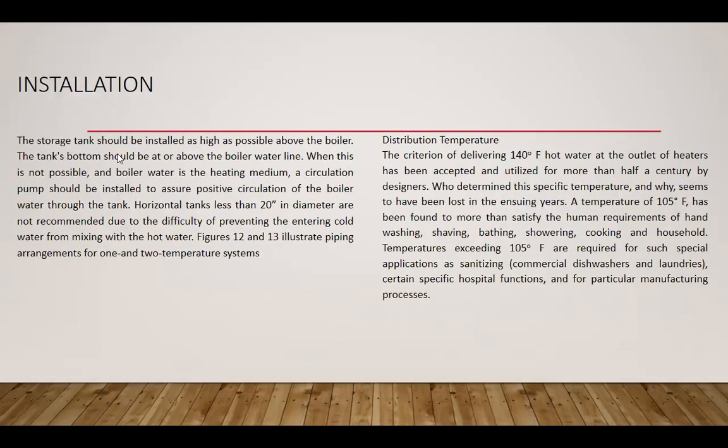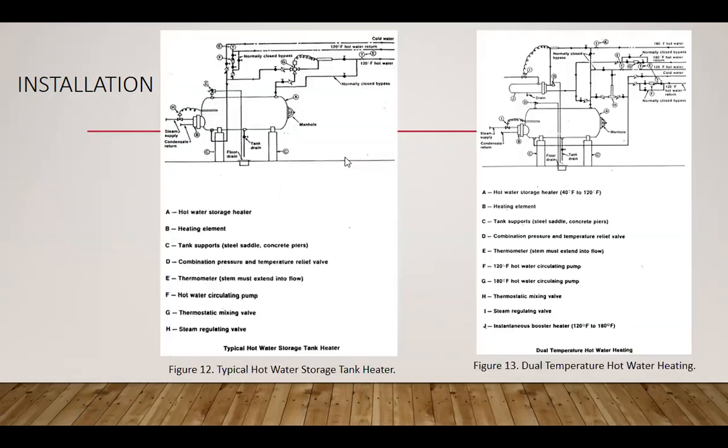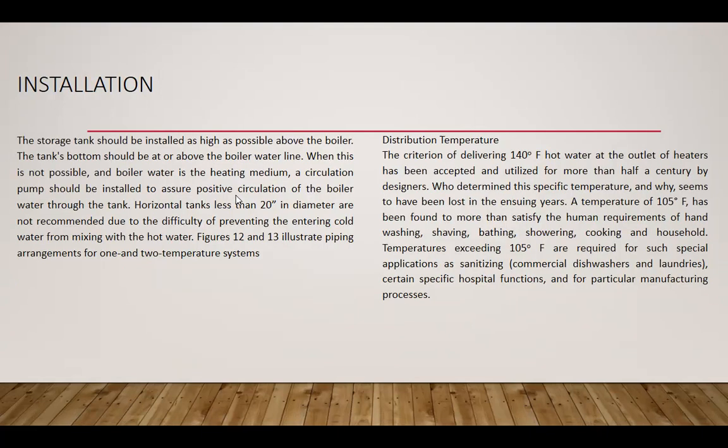Installation. The storage tank should be installed as high as possible above the boiler. Hot water storage tank. Yan, tank. The tank bottom should be at or above the boiler water line. Yung boiler, ito yung heater mo. When this is not possible and boiler water is the heating medium, a circulation pump should be installed to assure positive circulation of the boiler water to the tank. Tanks less than 20 inches in diameter are not recommended due to difficulty of preventing the entering cold water from mixing with hot water.